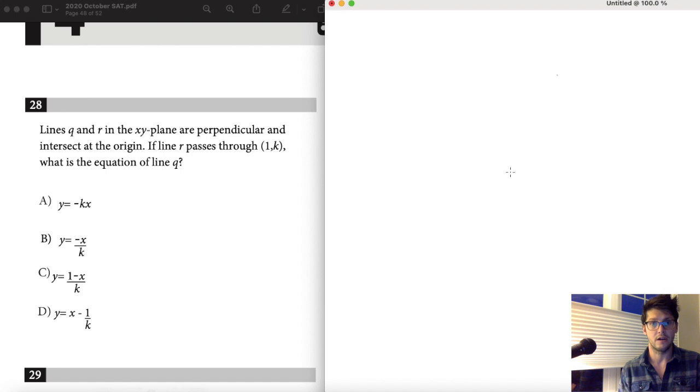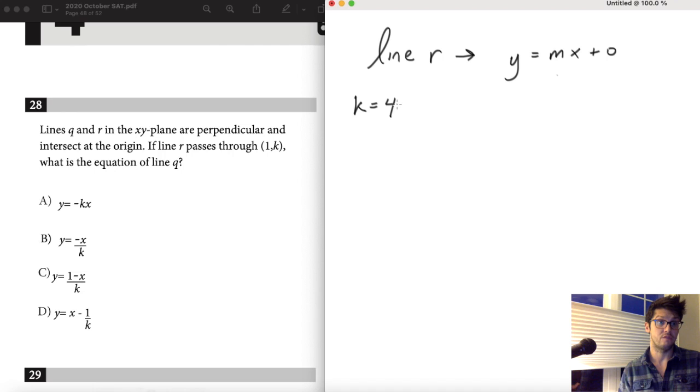Let's say line R, and I'll use the y equals form. So line R, I won't say r of x. Line R is y equals some slope I don't know plus 0. And I know that there's a point 1 comma k. I'm going to make k equal a number. Let's make k equal 4. So this is me saying, like I said on an earlier question, if you have variables in your answer choices, you can totally pick numbers. Okay. If k equals 4, we have the point 1 comma 4.